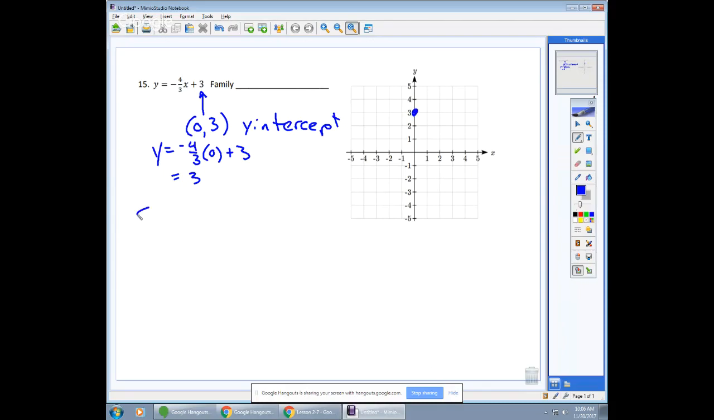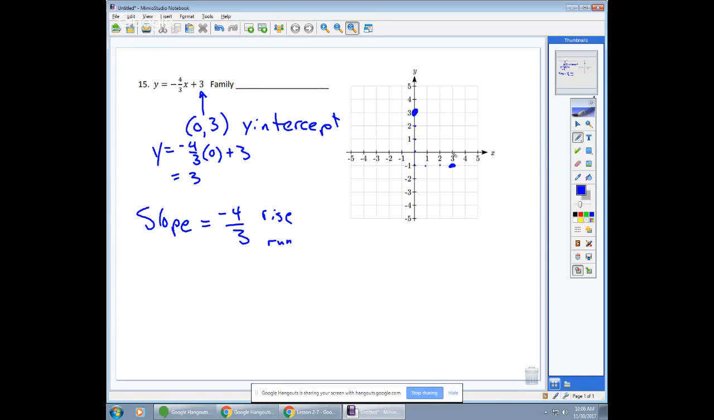From there, I can use the slope, -4/3, rise over run. So a rise of -4 means drop 4. So 1, 2, 3, 4, and then run, that would be right 3. 1, 2, 3. So there should be a point right there too.